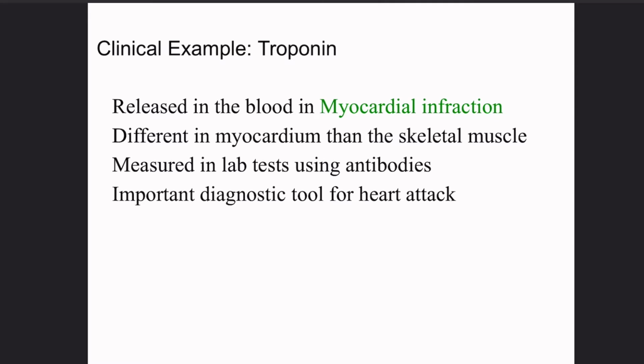Troponin is an effect of a myocardial infarction, and it can be released in the blood, so as a symptom of that. So it can be measured in labs, and that tells you if there is risk of myocardial infarction. And so troponin has a different function here than in skeletal muscle, but measuring the amount of troponin is a good tool to assess risk of heart attack.